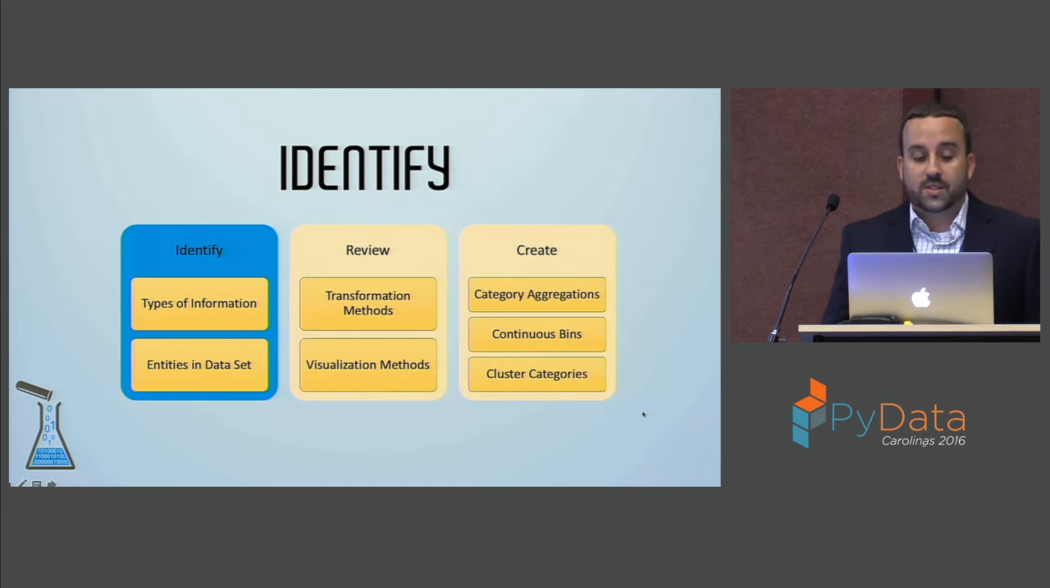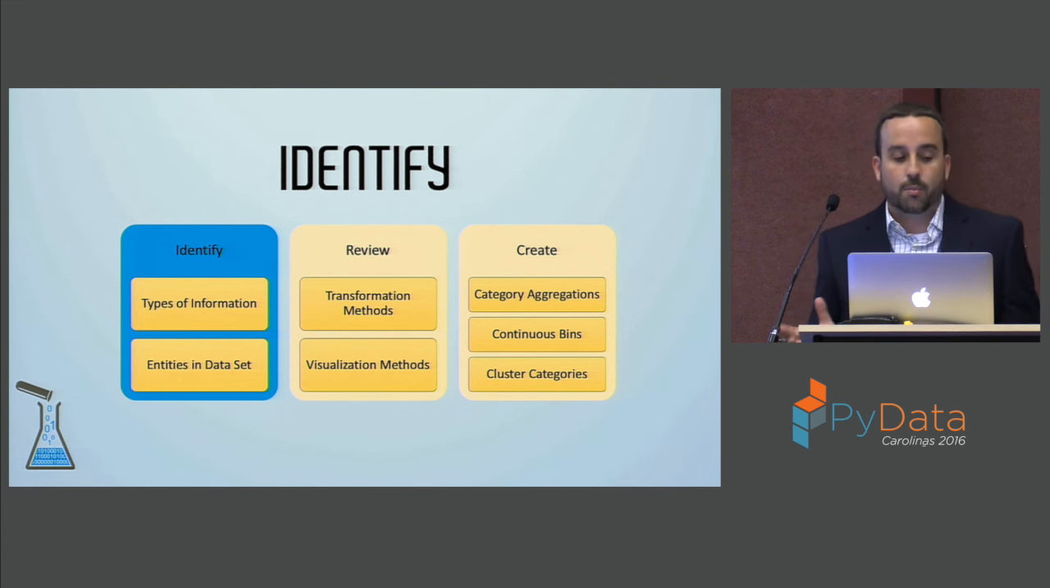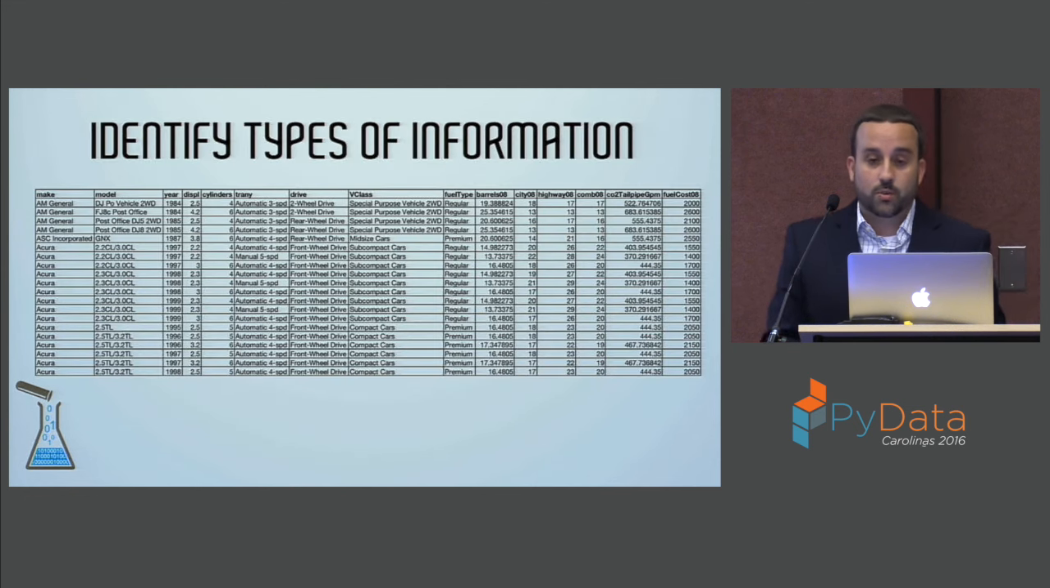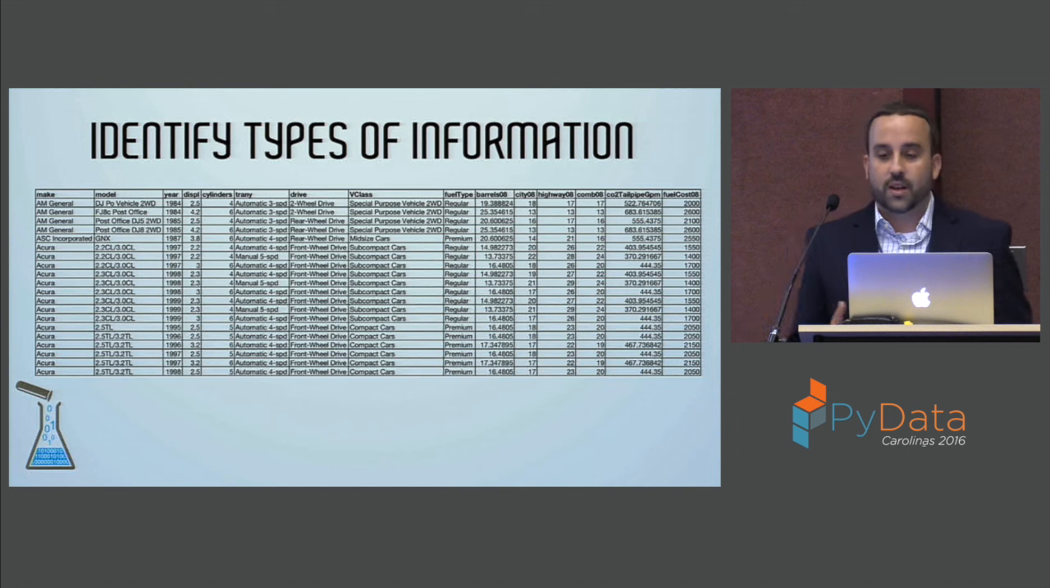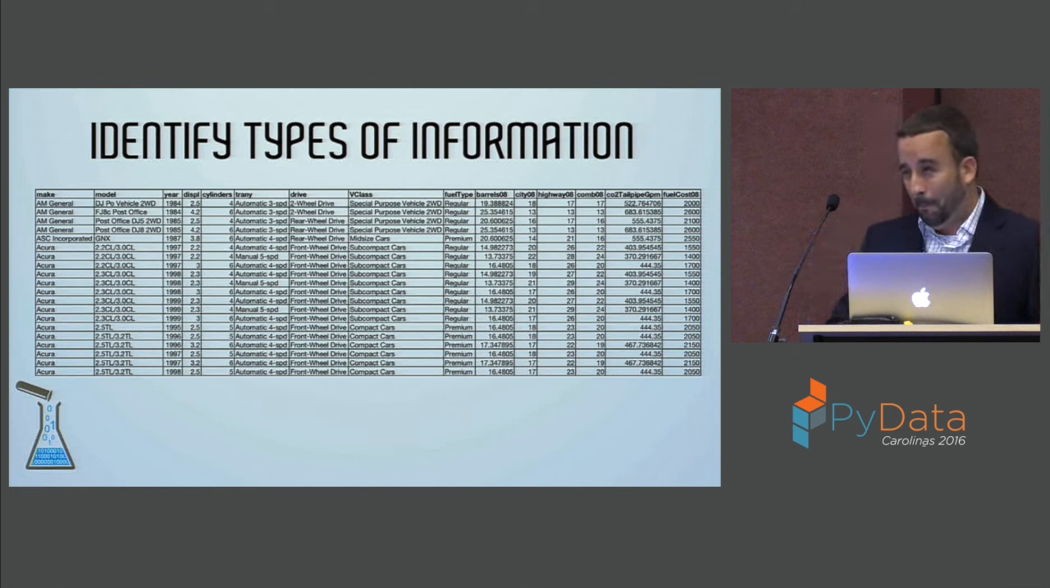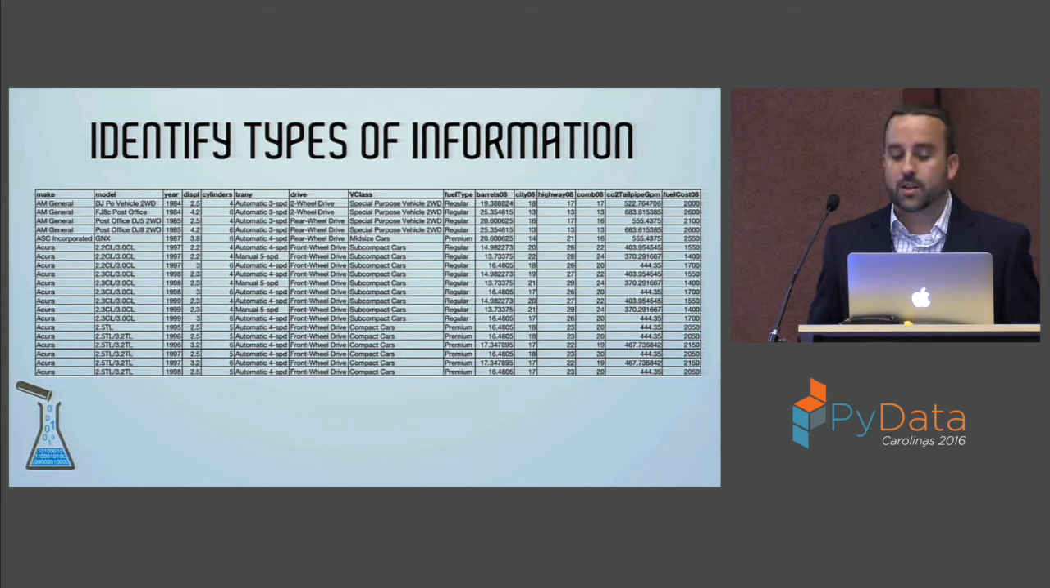And so the first step in the prep part of the framework is to identify a couple of things about our data. The first is going to be to identify the types of information that we have in the data set. And so taking a look at this data, there's a few of these types of information that are kind of obvious. They jump right out at us. There's vehicle attribute information, there's vehicle manufacturer information, engine information, fuel information, transmission information, that kind of stuff.